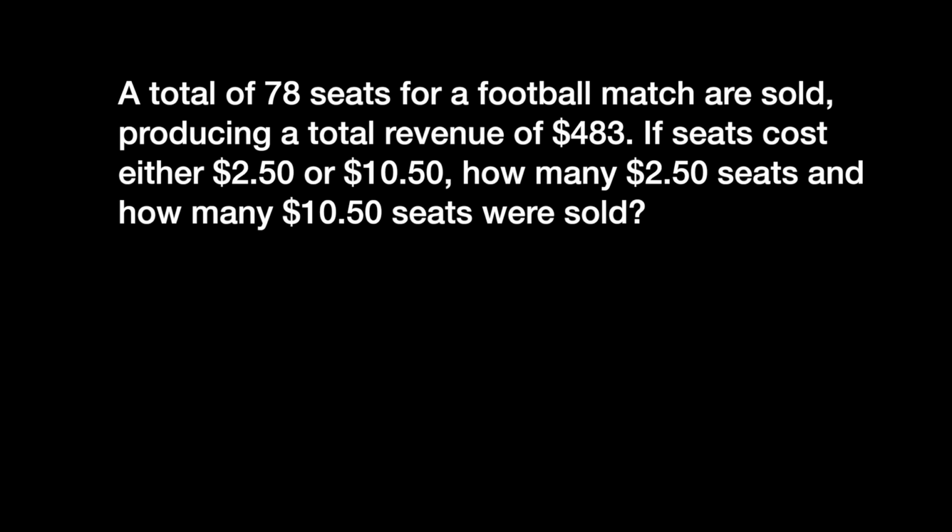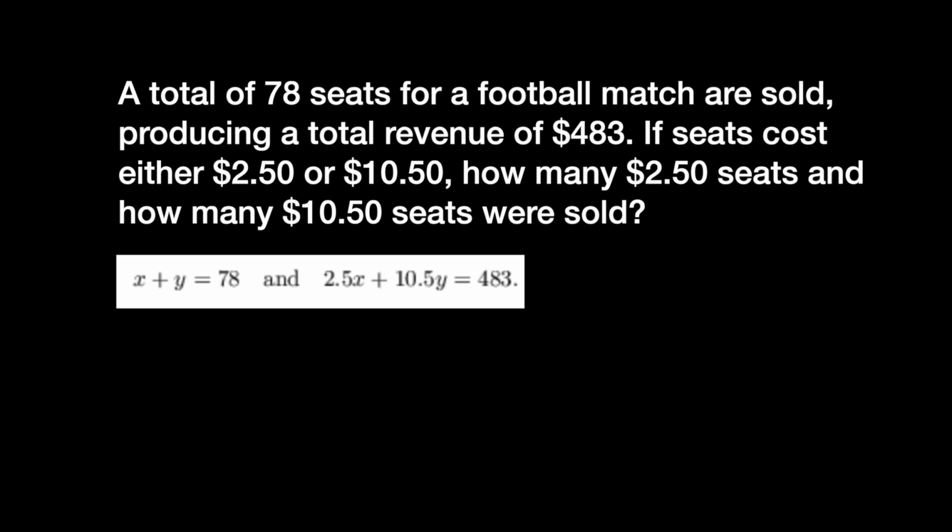Alright, so the first thing that we're going to need to do is identify what the two equations are. So our first equation is going to be about the total number of seats compared to the two different types of seats that we have, which we can label as the x seats and the y seats. Now the second equation we're going to set up is about the revenue. So the x seats, we can say, are worth $2.50. The y seats are worth $10.50. And so our equation can be set up as 2.5x plus 10.5y is equal to our total revenue of $483.